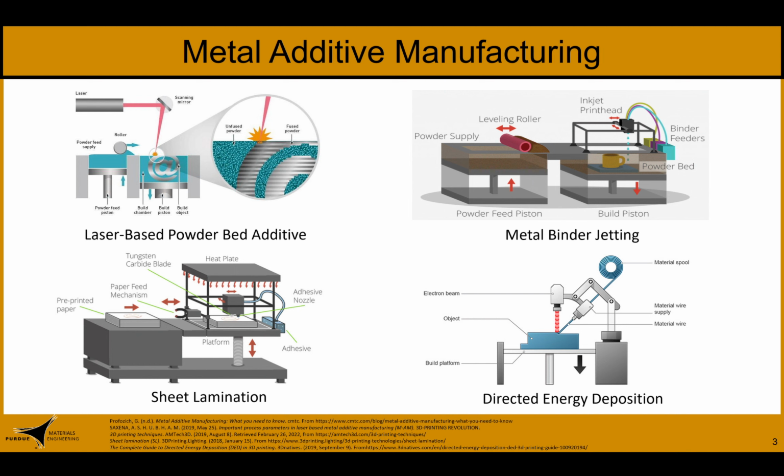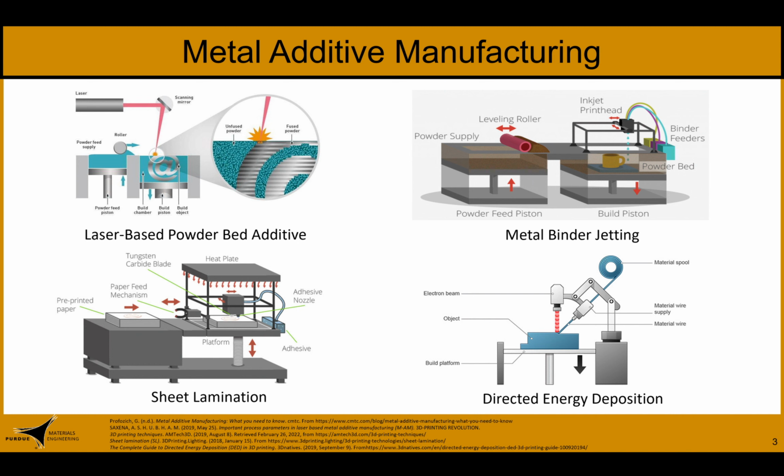The third technique is sheet lamination. Sheet lamination joins sheets of material together layer by layer through bonding, ultrasonic welding, or brazing to build an object for visual or aesthetic models rather than for structural use.